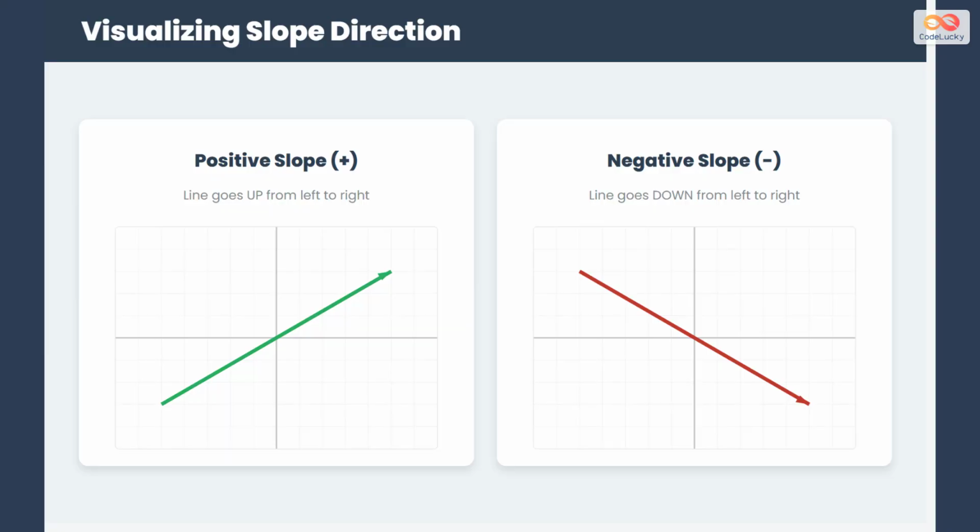The direction of the line tells us about the sign of the slope. If a line goes up from left to right, like an airplane taking off, it has a positive slope. If the line goes down from left to right, like an airplane landing, it has a negative slope.